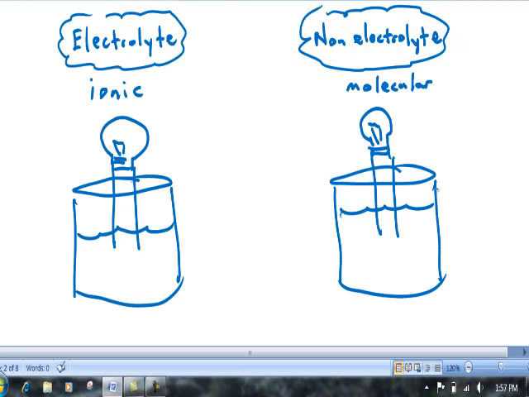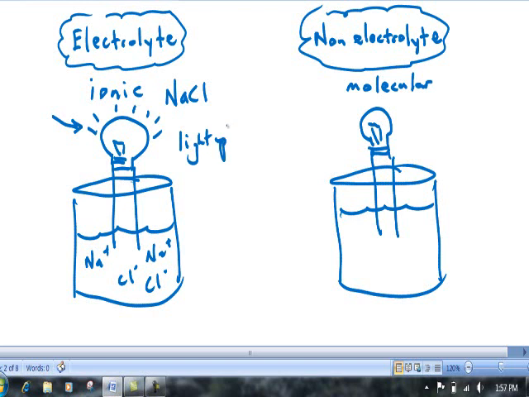The distinction between the two, if we look at something that's ionic, such as NaCl, when that gets dissolved into water, it separates into sodium ions and chloride ions. So the ions are now separate from each other. This allows for the flow of electricity. If we had a light bulb immersed in this solution, dipped into it, and tried to pass current to light the light bulb, with an electrolyte, we see that the light bulb will light up, indicating that there is current passing through the light. This is why this type of solute is known as an electrolyte, because it allows for the flow of electricity.